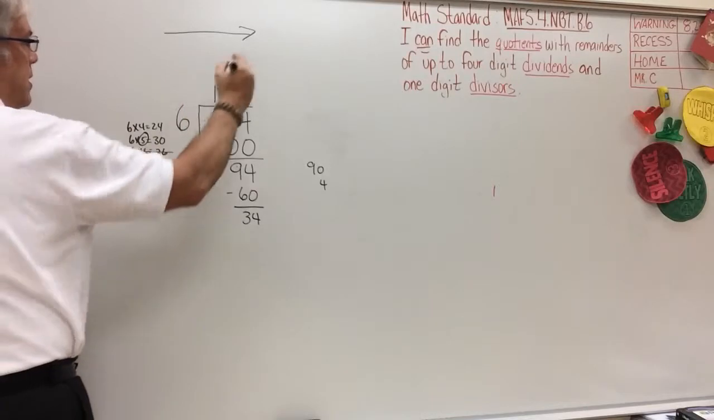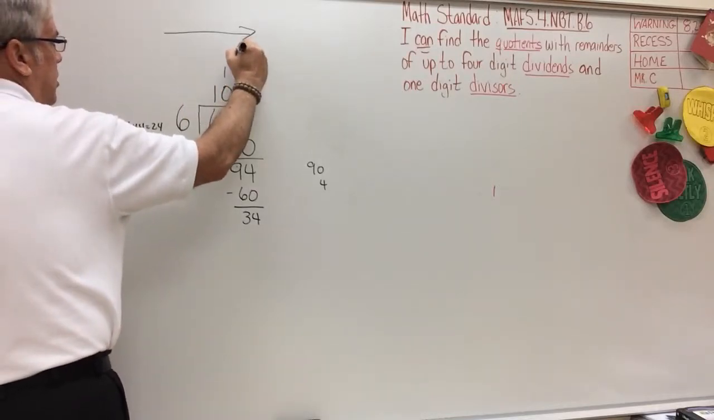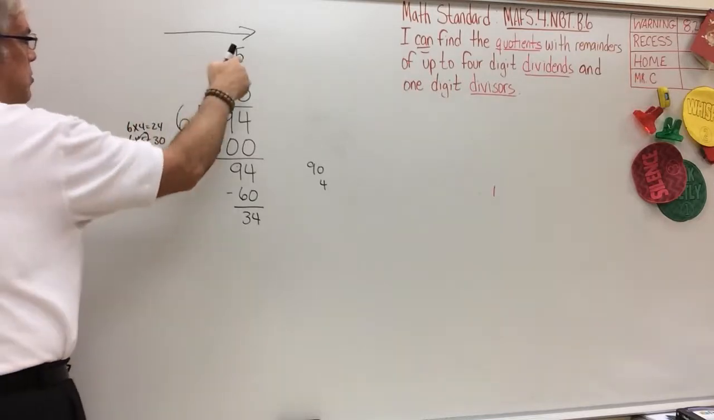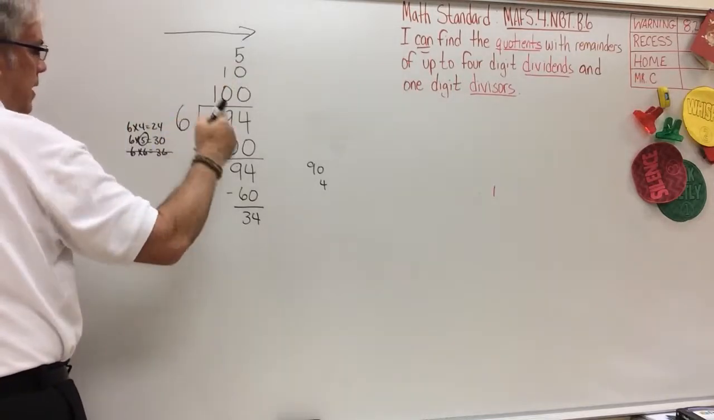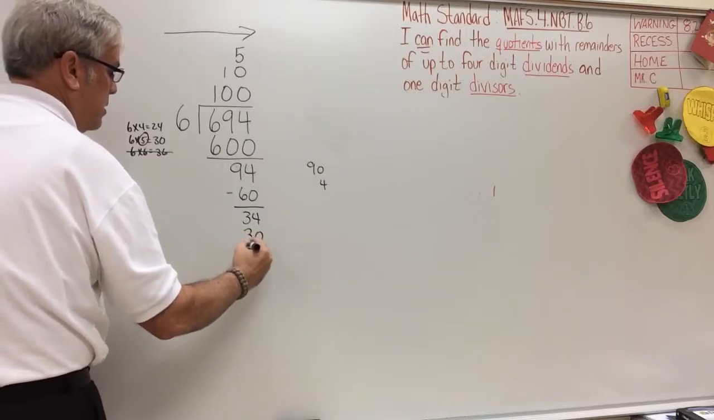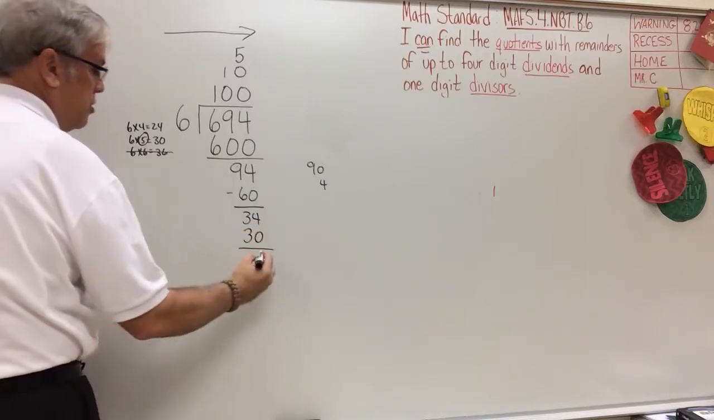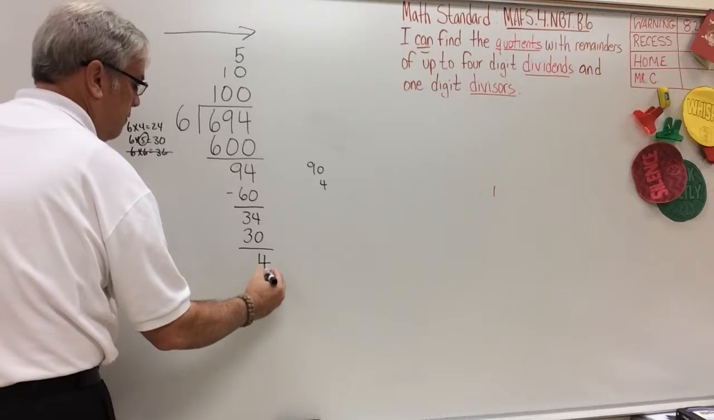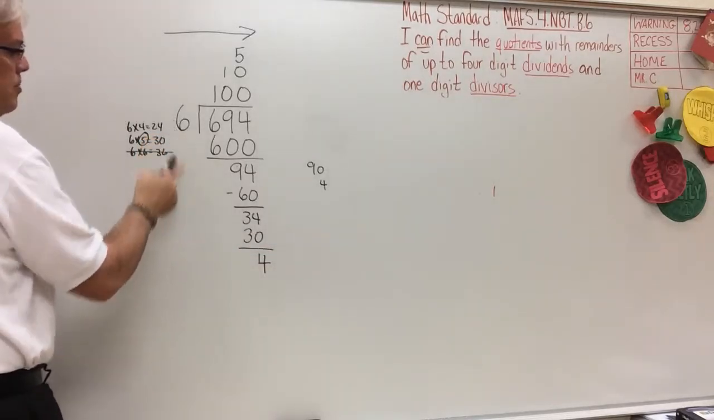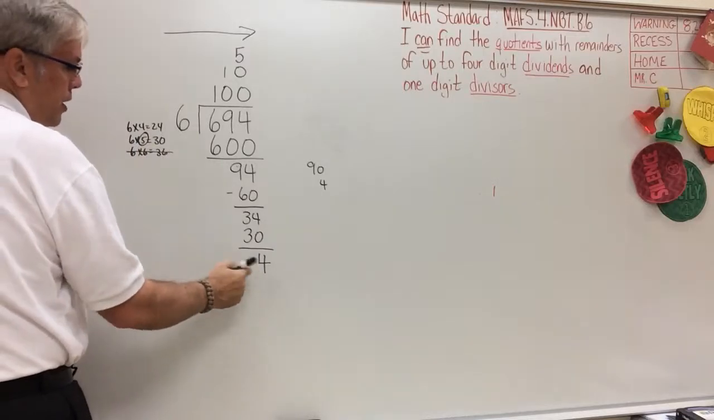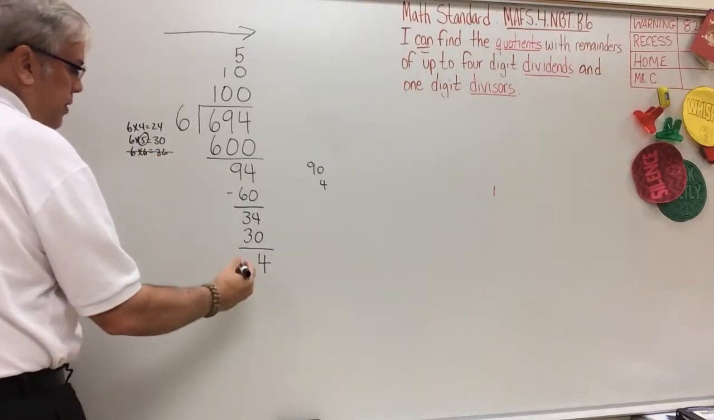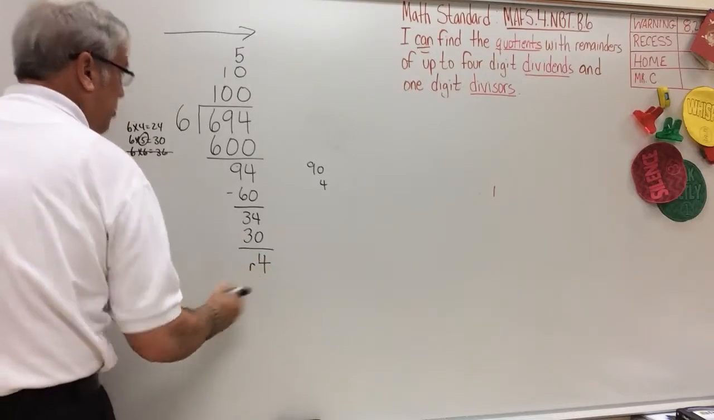So we place the 5 up here, becomes part of the quotient, our partial quotient, and then we do 6 times 5 is 30. Then, of course, we subtract, and we get 4. Now our divisor has become larger than our dividend. 6 is larger than 4, so we're done. So the 4 becomes the remainder.